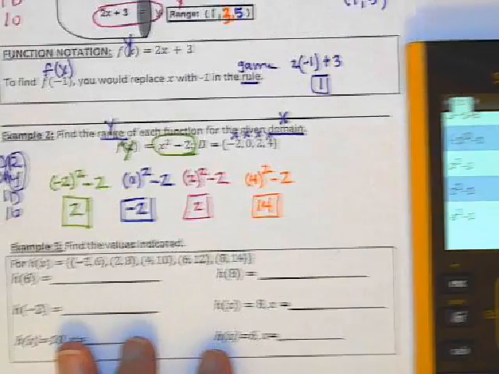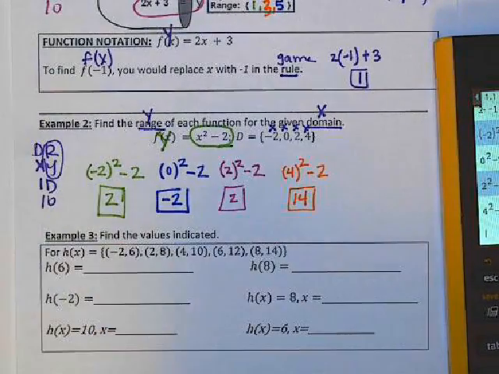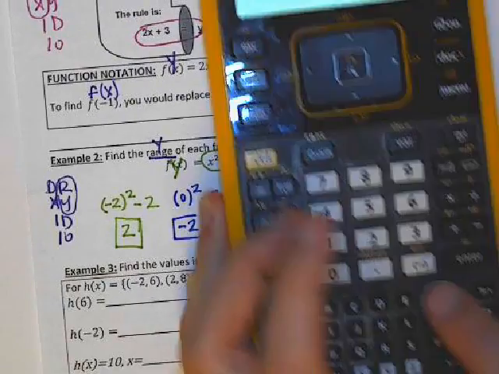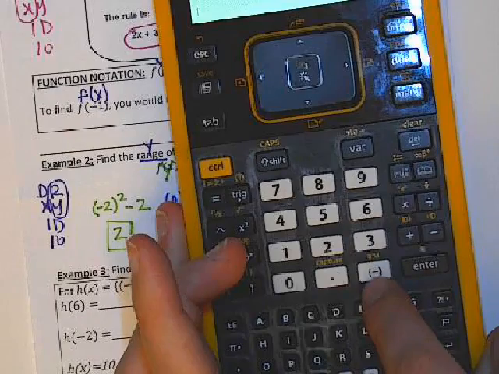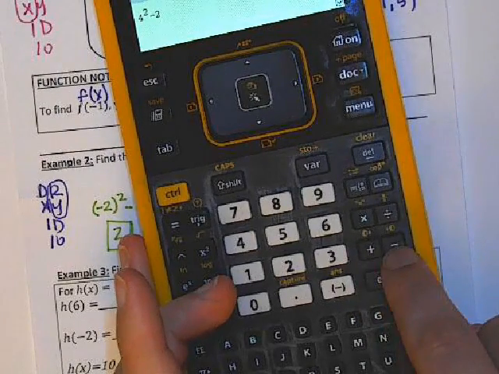Okay? So did I find the ranges? Yes, I did. 2, negative 2, 2, and 14. Good? Every time I put in parentheses and square and then minus 2, it always goes in multiples. Okay, then you're doing negative 2 and not minus 2. Are you hitting this button for minus? Okay, this means negative. We want minus. Okay?